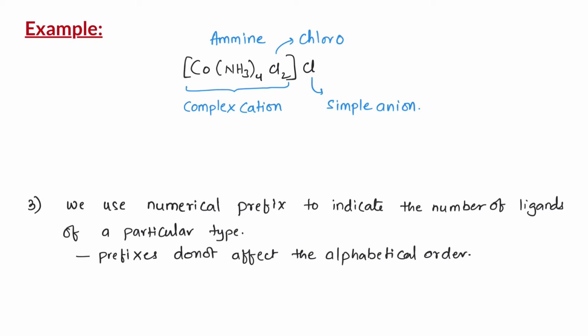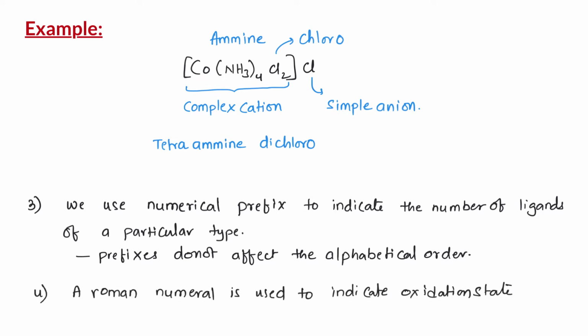Now we are ready to name the ligands. We have 4 ammines and 2 chloros. Based on the alphabetical order, we name the ammines first, followed by chloros. The prefix for 4 is tetra. Therefore, it is tetraammine and dichloro. We are now done with all the ligands. Next, let us name the metal ion.